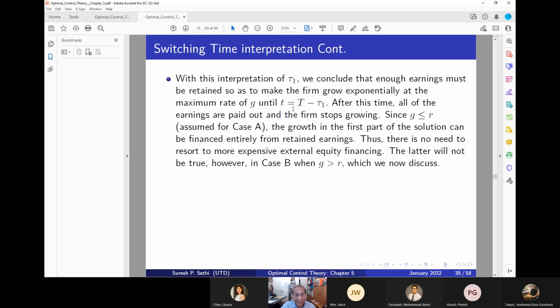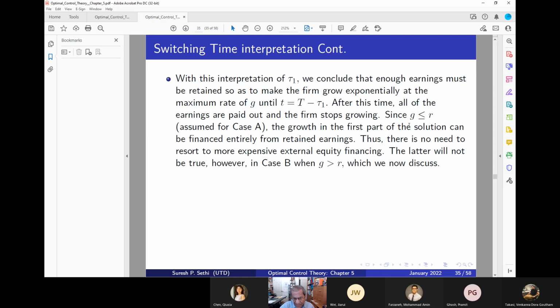So we conclude that enough earnings must be retained so as to make the firm grow exponentially at rate G until this time. Enough means G by R in this case. Instead of saying G by R, I say enough. It says something in English: I cannot do more, but I should not do less either. So I do exactly what is required, which is G by R. At this time, all of the earnings are paid out and the firm stops growing.